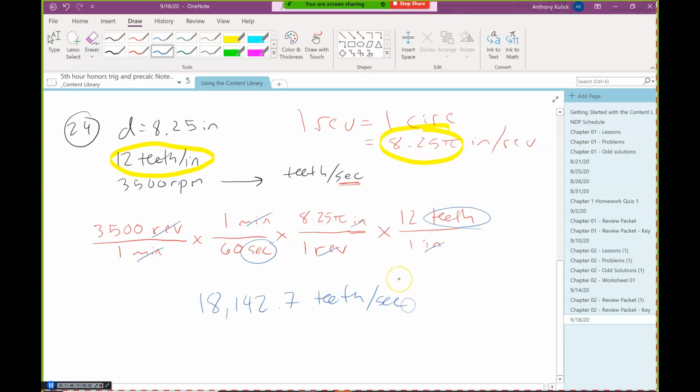teeth per second. And since this is a rate, I guess I won't worry about rounding that to the nearest whole tooth or whatever. Since it's a rate, I think it's reasonable to have a decimal there. Does that feel okay, Jason? Who's next?